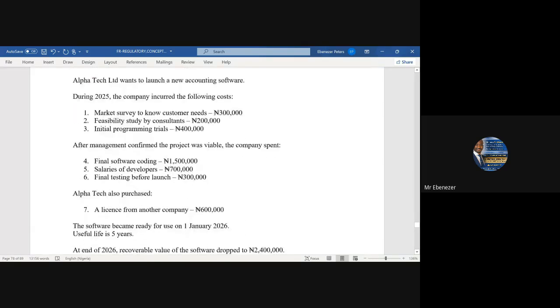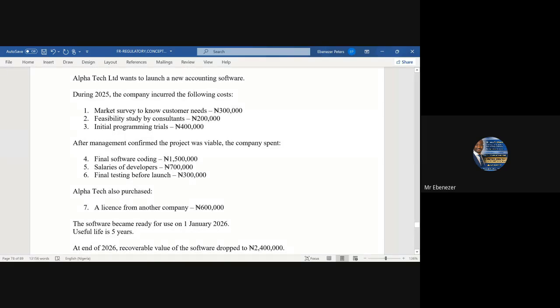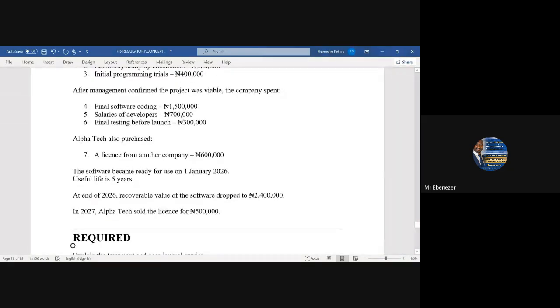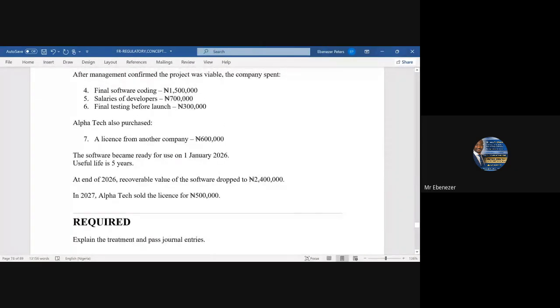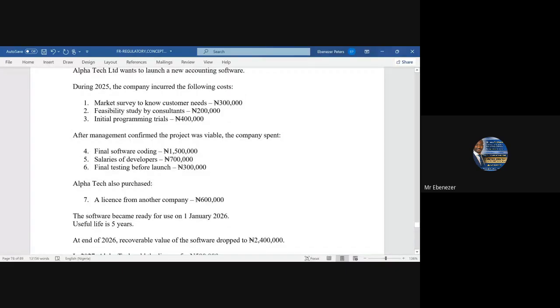So let's read. IFRS Tech Limited wants to launch a new accounting software. During the year 2025, the company incurred the following costs. After management confirmed the project was viable, the company spent. IFRS Tech also purchased. The software became ready for use on 1st January 2026. Useful life is 5 years. At the end of 2026, recoverable value of the software dropped to 2.4. In 2027, IFRS Tech sold the license for 500,000. Required: explain the treatment and pass the journal entries.